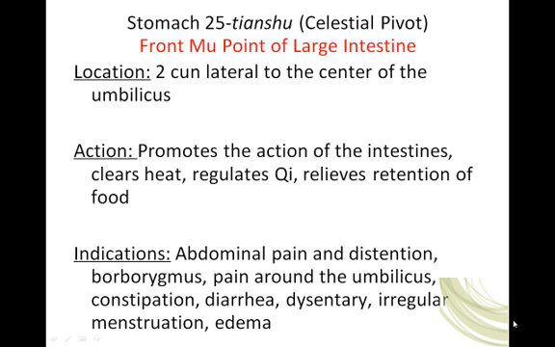Used for abdominal pain and distension, borborygmus. Borborygmus, right, intestinal sounds that are not the normal intestinal sounds. Pain around the umbilicus, constipation, diarrhea, dysentery, irregular menstruation, and edema.